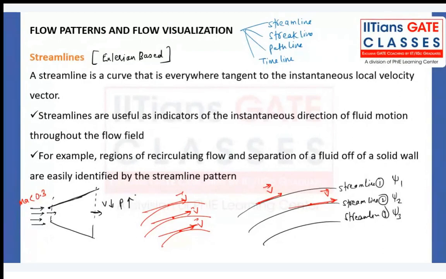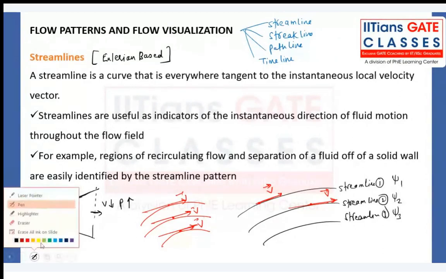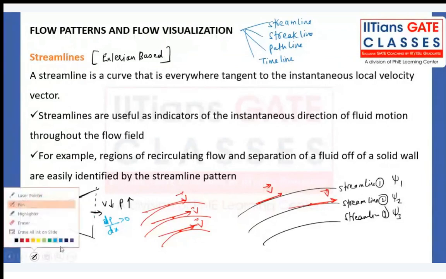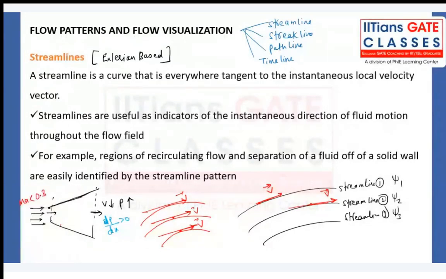When the pressure keeps getting higher and higher, at a certain point we might have dou p by dou x greater than 0, or dp by dx greater than 0. That we call adverse pressure gradient conditions. In such a scenario, what can happen? There might be some flow separation from one of the walls, the downside wall. And that flow separation, if you see it, is something like this.